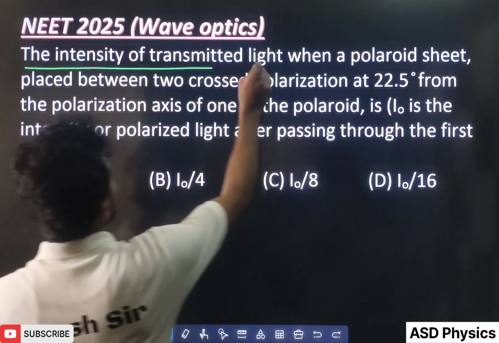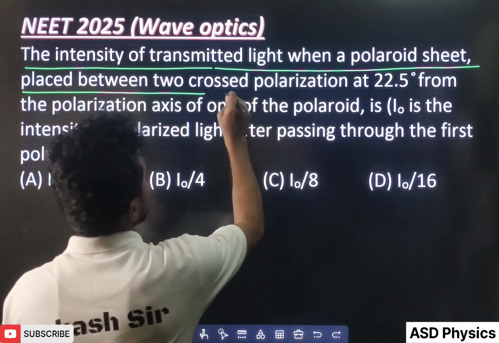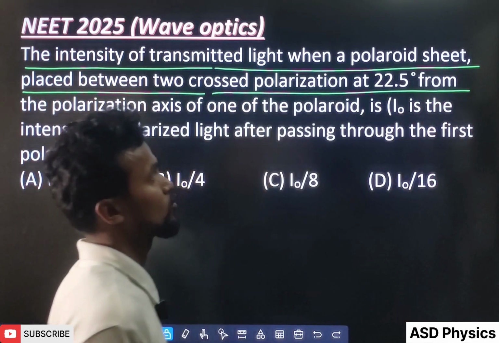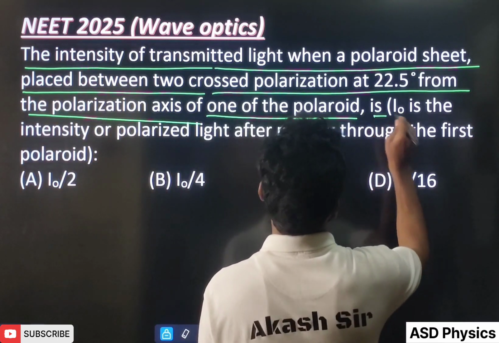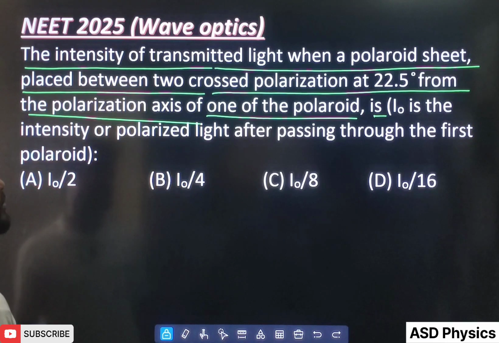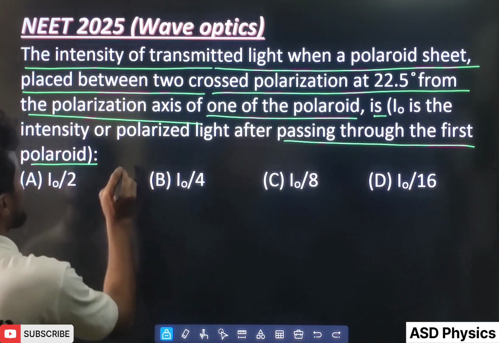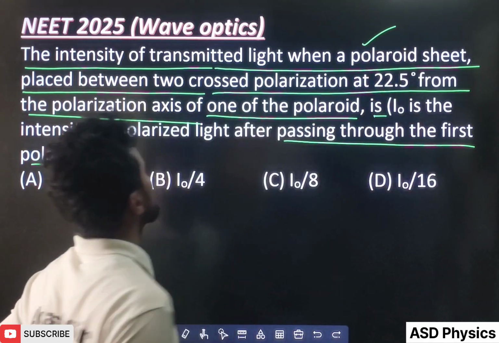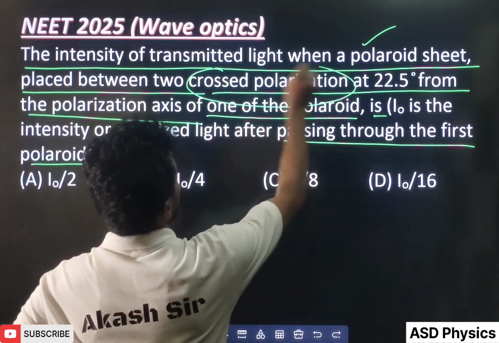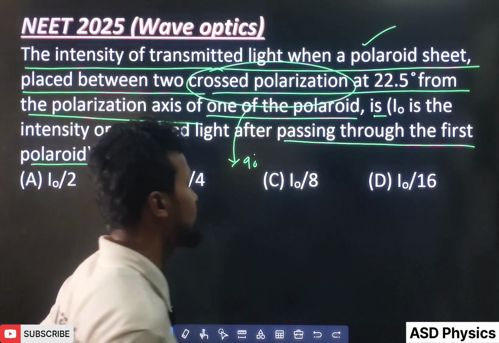Again, a question is there. The intensity of transmitted light when a polarized sheet is placed between two crossed polarizers, at 22.5 degrees from the polarization axis of one of the polarizers, is... and here they have given I naught. I naught is the intensity of light after passing through the first polarizer. Okay, so what they are telling is that a sheet is placed between two crossed ones here. Crossed means how much angle? The angle is 90 degrees here. Okay, so what will happen here?